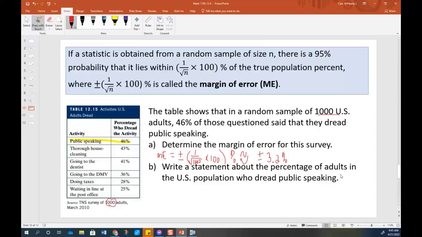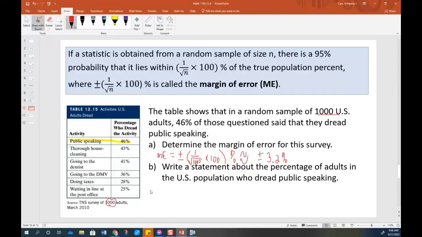Now write a statement about the percentage of adults in the U.S. population who dread public speaking. I'm not going to try to write a sentence here, so we're going to do a statement. This is what a homework question might say. Again, if we're talking about how this applies to the U.S. population, then what we're saying is that it is within that percentage of the true population. So the true U.S. population is within 3.2% of the 46. Well, that's a really awkward way to say it.